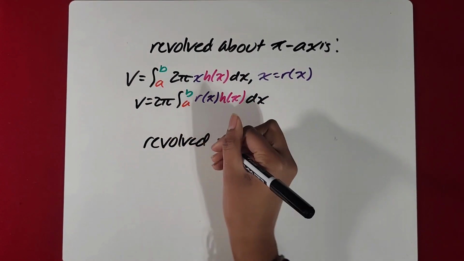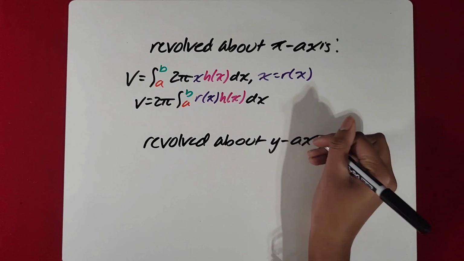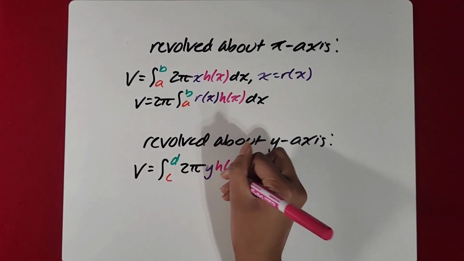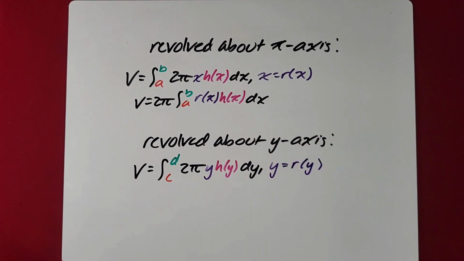Here is the given shell method formula for revolving about the y-axis, where d and c represent the top and bottom bounds, r of y represents the radius of the cylinder, and h of y represents the height of the cylinder.